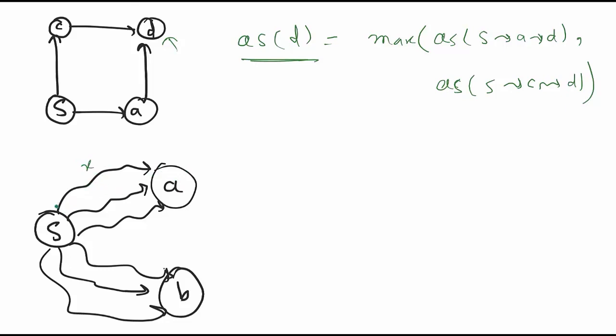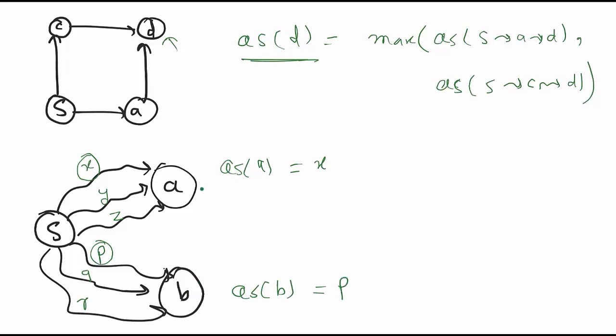So let's say this path has a quality score of X, this path has a quality score of Y, this path has a quality score of Z. Similarly, let's say this has P, this has Q, this has R. Further, let's assume that X is the greatest among XYZ, and similarly P is the greatest among PQR. Now, what will be the quality score of A? It will be the maximum of XYZ, and let's assume it is X. Similarly, what will be the quality score of B? It will be the maximum of PQR, and let's assume it is P.